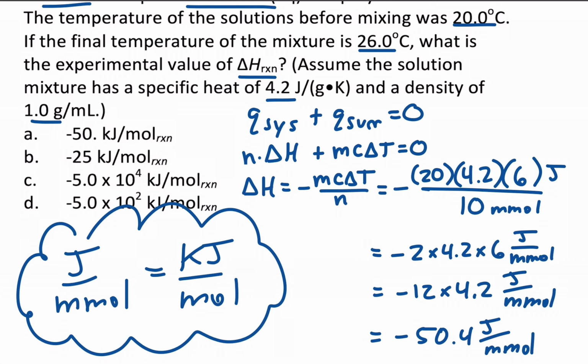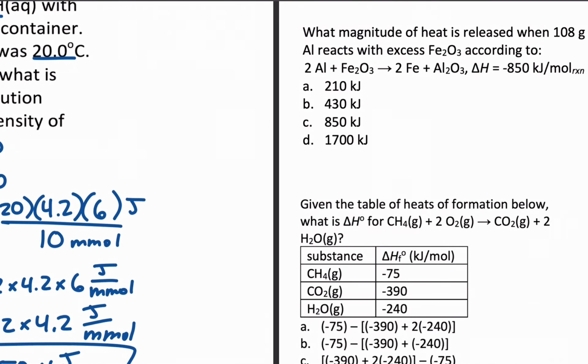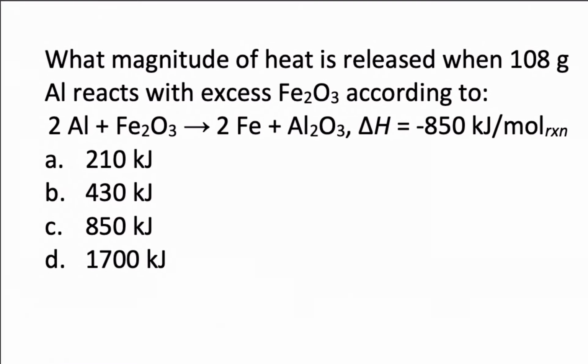So we've actually got the answer right in front of us. They rounded to 2 sig figs, and it looks like it's A, negative 50.4. Let's look at a few other multiple choices while we've got all this fresh in our heads.